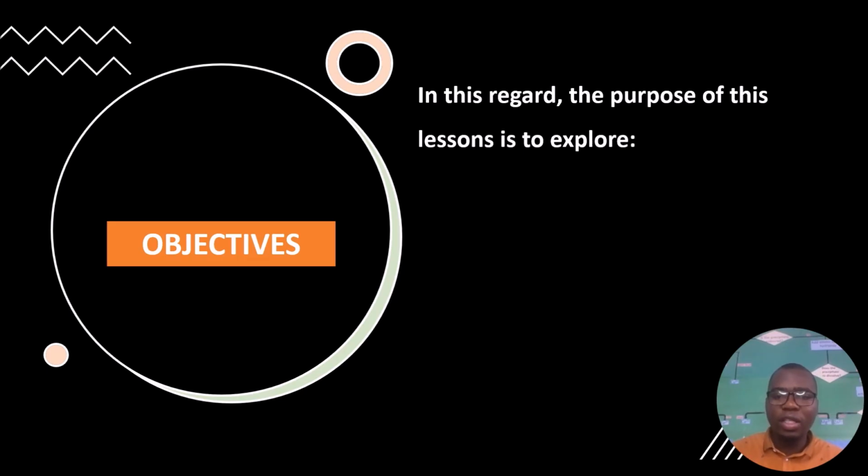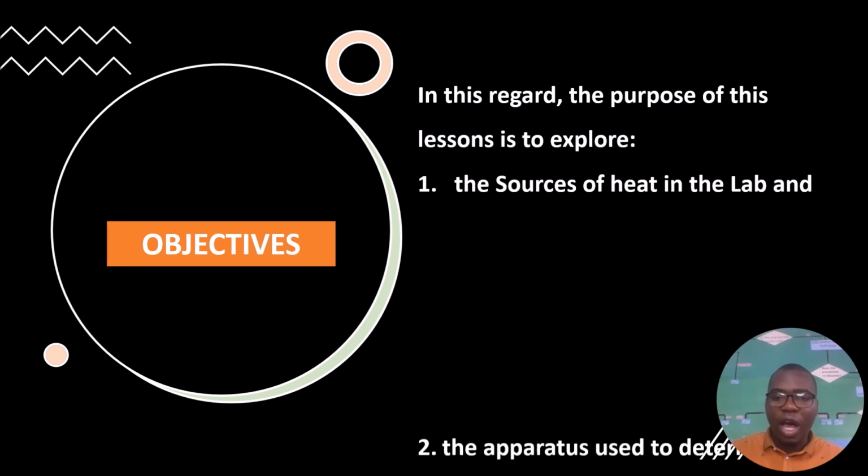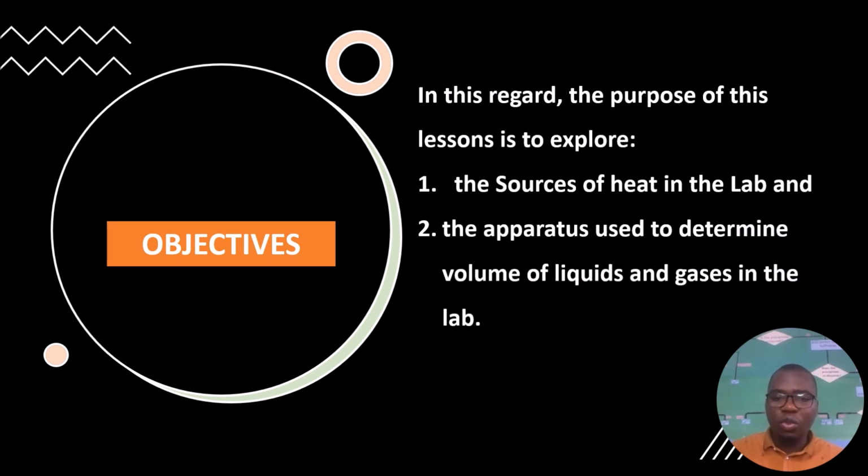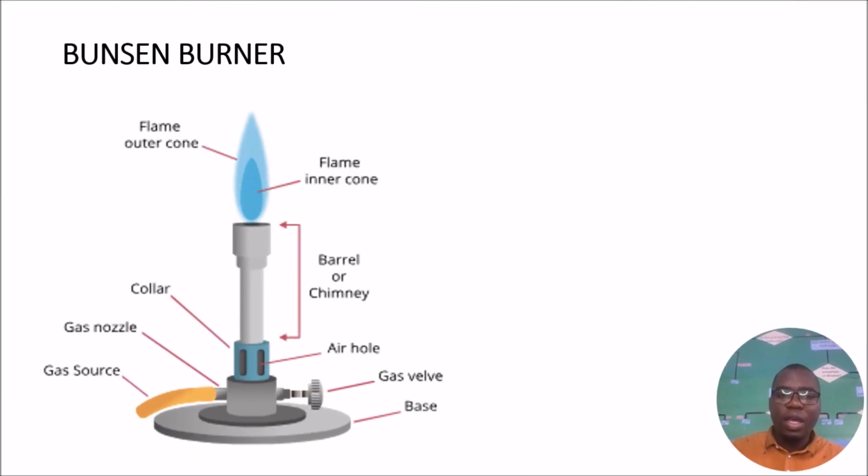In this regard, the purpose of this lesson is to explore the sources of heat in the lab and the apparatus used to determine volume of liquids and gases in the lab. The first source of heat used in the lab is a Bunsen burner. A Bunsen burner uses gas to light up a flame.